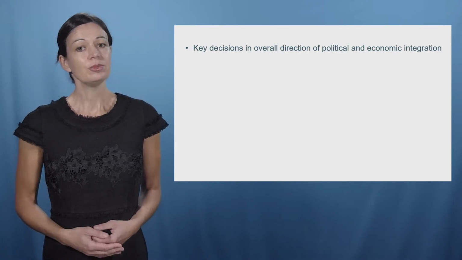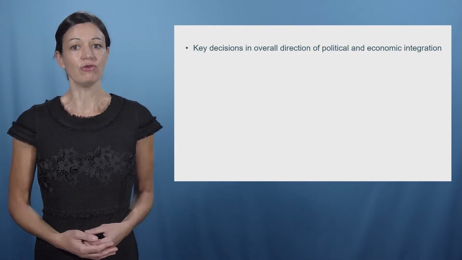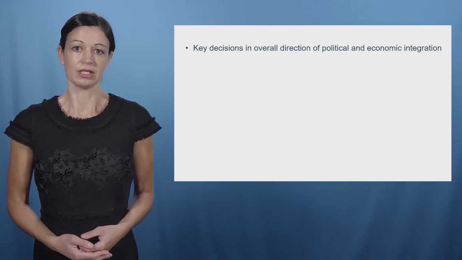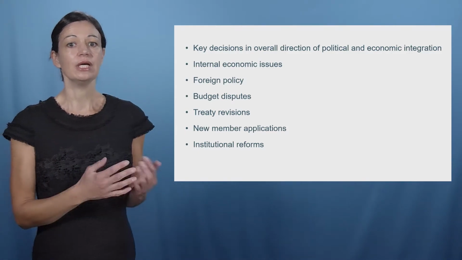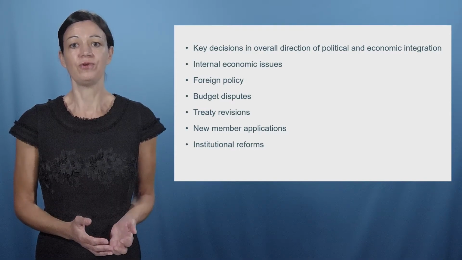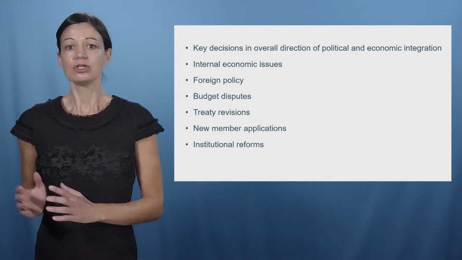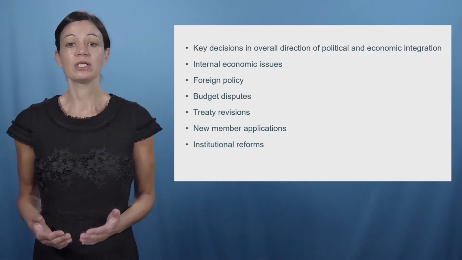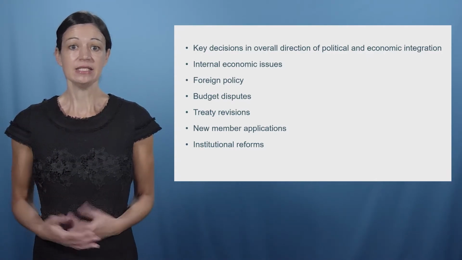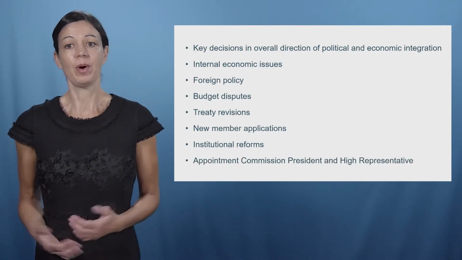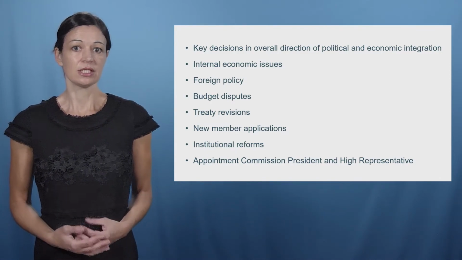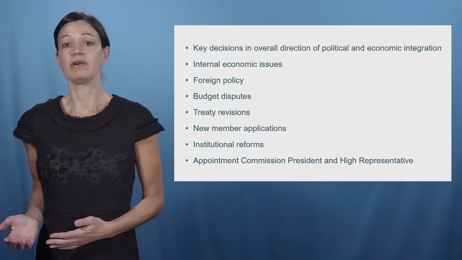The European Council can take decisions on a range of policy areas. Most notably, the European Council takes key decisions on the overall direction of political and economic integration. It also takes core decisions on EU internal economic issues, EU foreign policy, budget disputes, treaty revisions, applications by possible new EU member states, and institutional reforms. It also proposes or appoints key EU leaders, such as the Commission President and the High Representative.